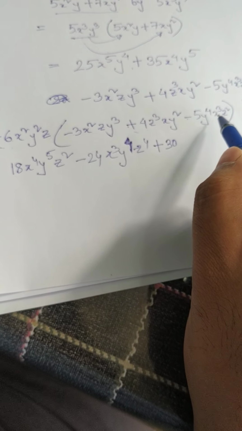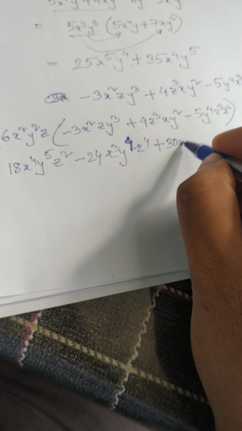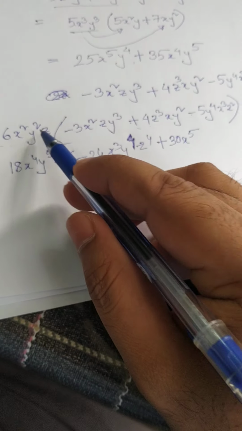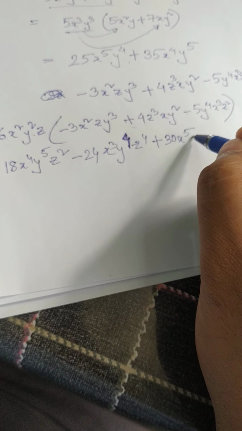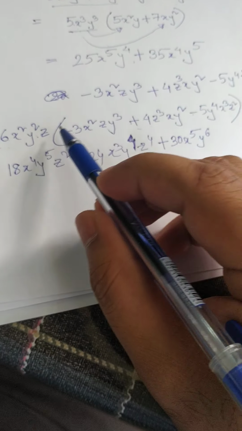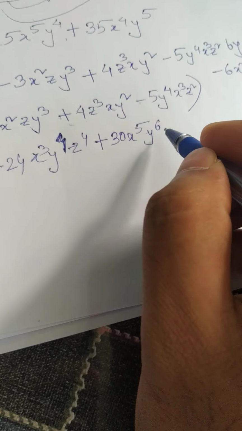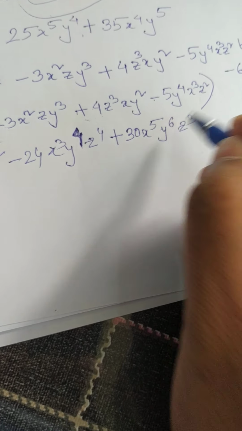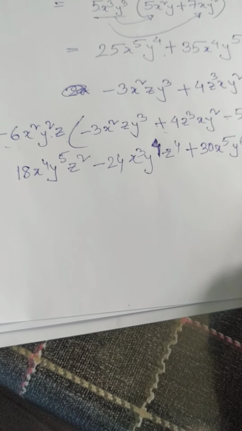x square into x cube is x to the power 5. y square into y to the power 4 is y to the power 6. z into z square is z cube. That's it. So this is my answer.